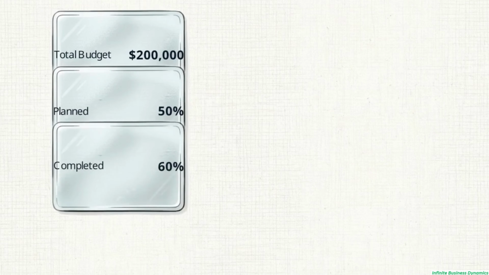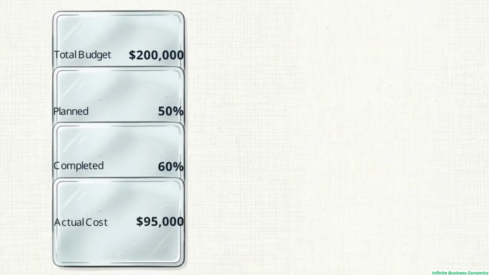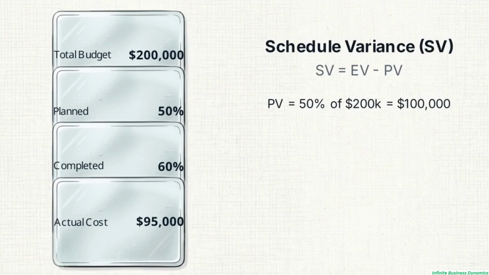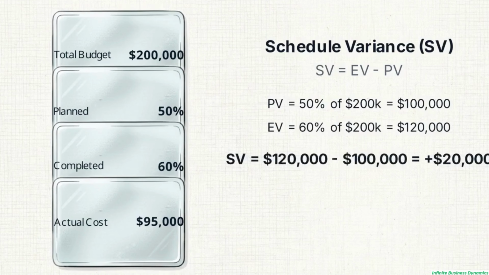Take a fence building project with a $200,000 budget. Today, the plan was to be 50% complete, but the team has finished 60% of the work and spent $95,000. To find schedule variance, we convert those percentages into dollar amounts. 50% planned is a planned value of $100,000. 60% completed gives an earned value of $120,000. This results in a positive $20,000 schedule variance, confirming the project is ahead of schedule.